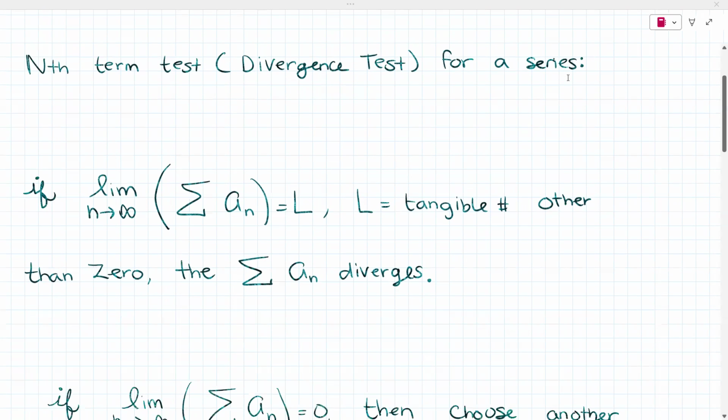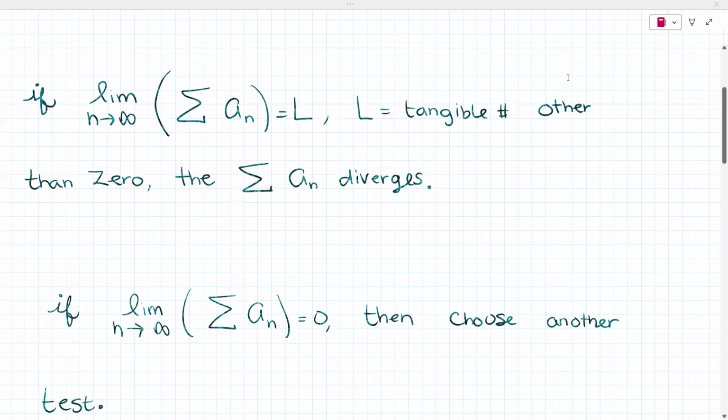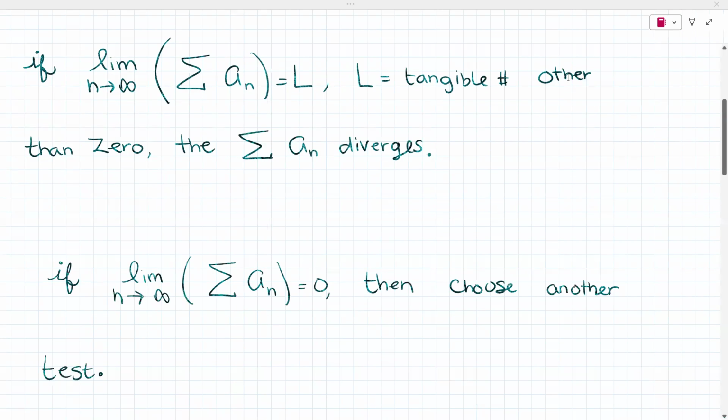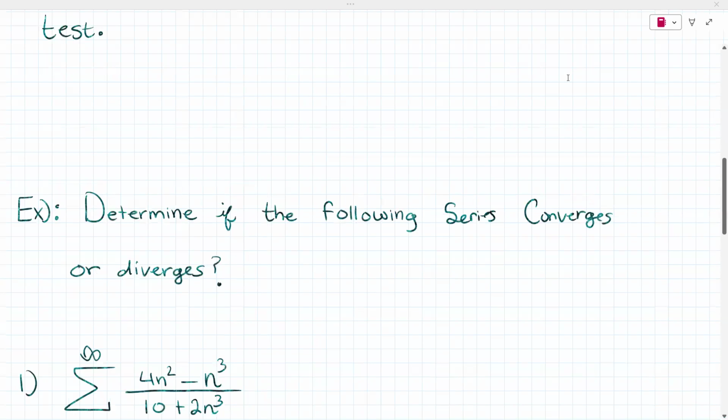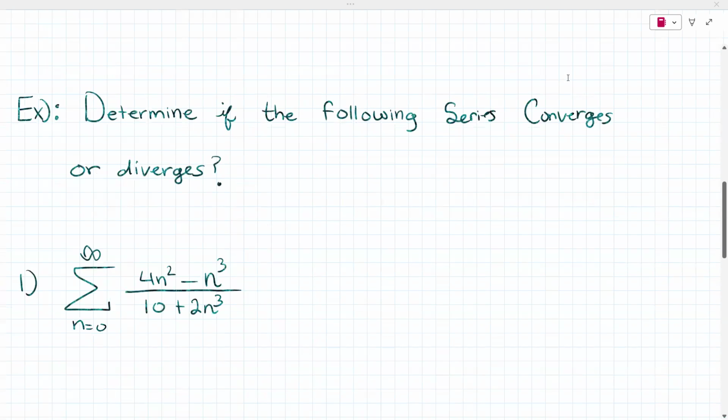If the limit as n approaches infinity of the series a of n equals L, a number other than 0, then it diverges. And if the limit as n approaches infinity of a of n equals 0, then we have to choose another test. Okay, so there are only about 3 examples.